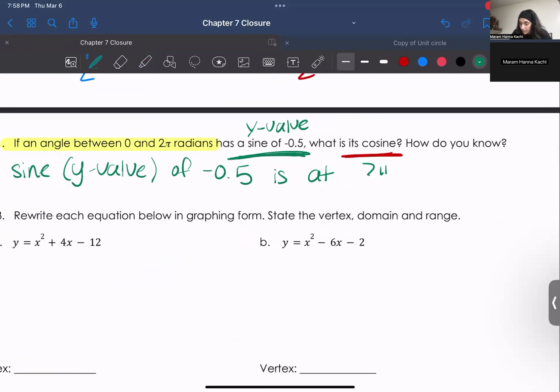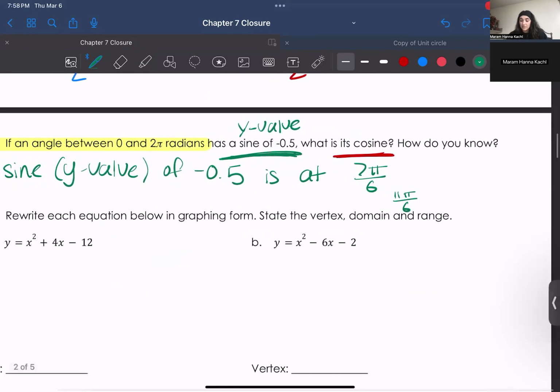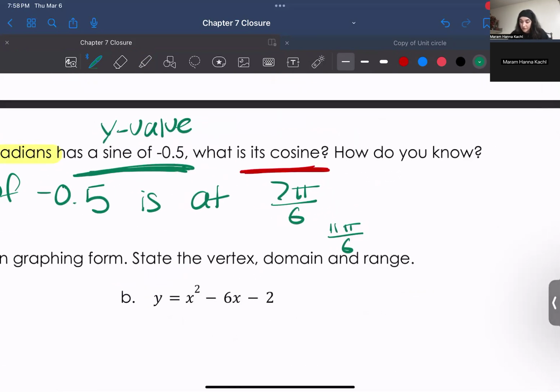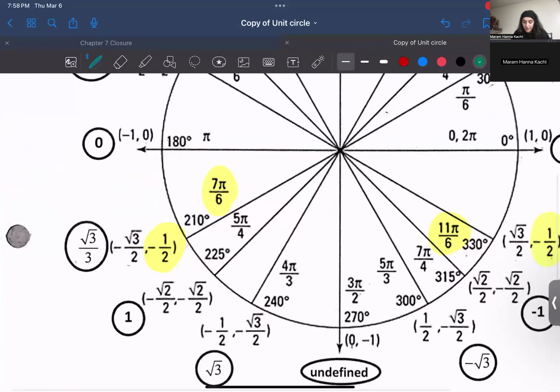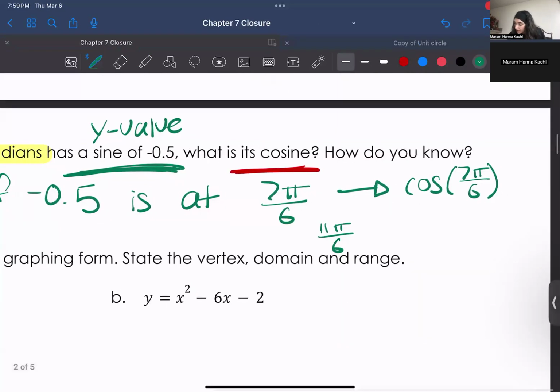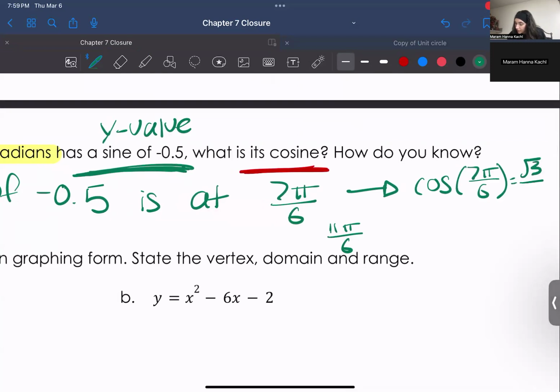Now, they wanted a little bit more, so 7 pi over 6 and 11 pi over 6. They also wanted to know the cosine at each value. So 7 pi over 6 has a cosine of, going back to our unit circle, that's just the x value. It's this -√3 over 2. So cosine is equal to -√3 over 2.